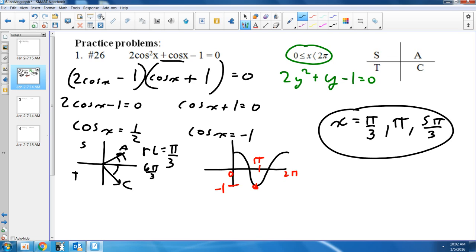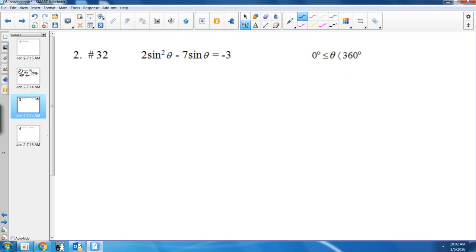A lot of work, a lot of potential for mistakes. Take your time, double check things as you go throughout the problems. Question number 32 says 2 sine squared theta minus 7 sine theta equals -3, and we're dealing with degrees from 0 to 360. In this problem, you're going to see that it's not equal to 0, it's equal to -3. So you have to recognize up front that you have to change that. In order to factor or do anything, it's got to be equal to 0.